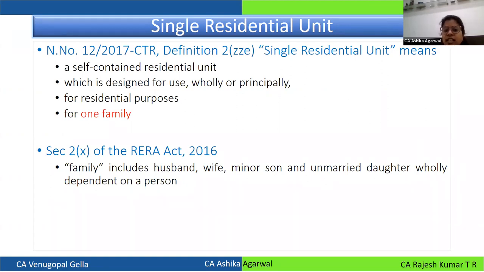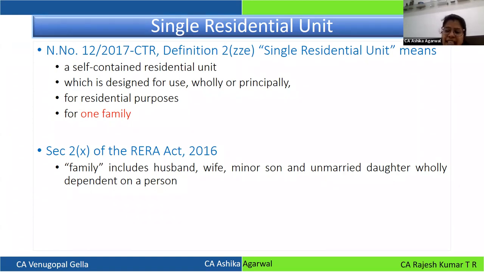The way it is read is, it should be a self-contained residential unit, which is designed for use wholly or principally for residential purpose of one family. Now, what does one family mean? Though it is not defined under GST, it is defined under RERA. It says that family includes husband, wife, minor son, unmarried daughter, wholly dependent on a person.